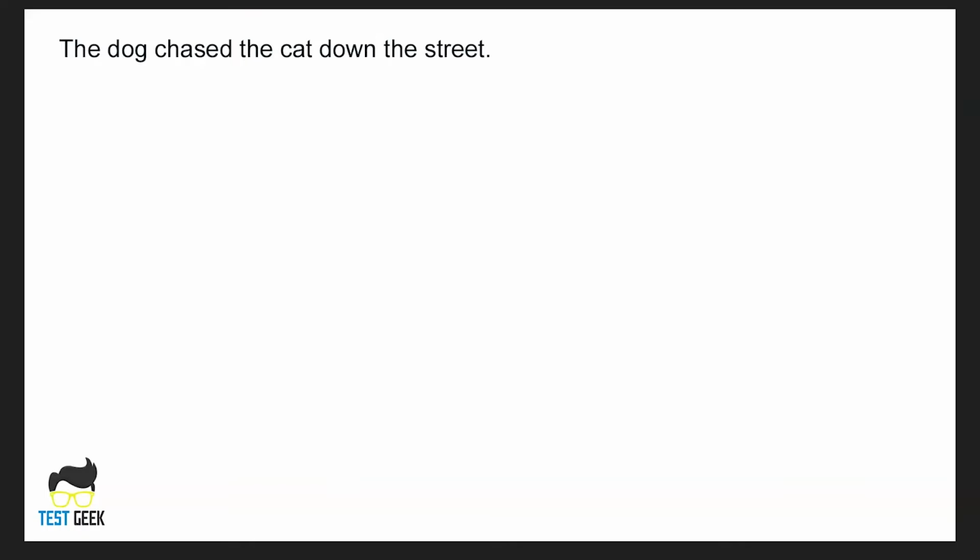Let's go back to that previous sentence we looked at. The dog chased the cat down the street. So again, our subject is dog, right? Is this an action verb in this sentence, or is this a helping verb? It's an action verb, right? Our verb is chased, and it's an actual action that's taking place.